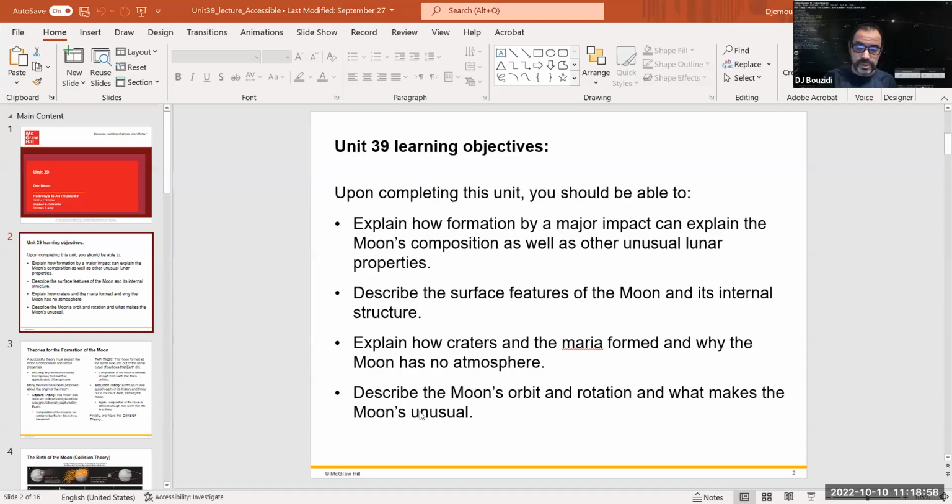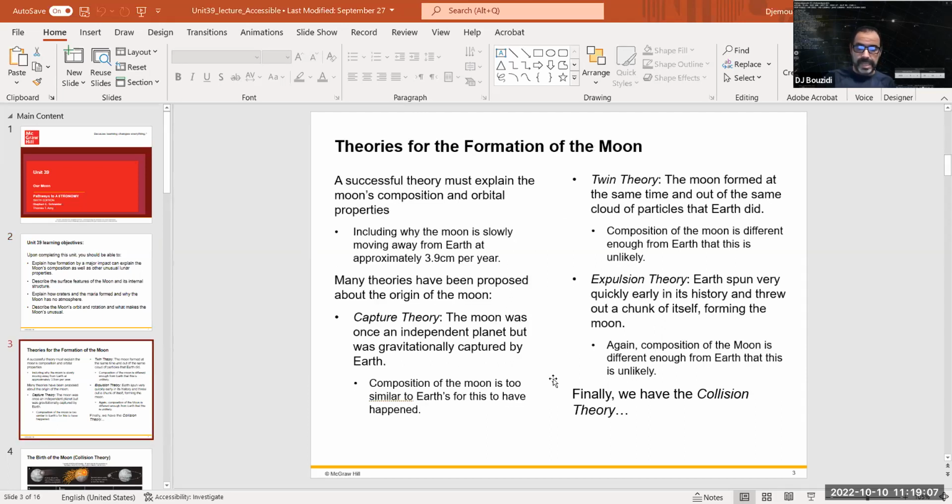Explain how, describe the moon's orbit and rotation and what makes the moon unusual, okay? These are some of the things that we talked about in the introduction. A successful theory must explain the moon's composition and orbital properties, in the sense of how come the moon has similar structure to the Earth, and at the same time a different composition than the Earth. And in terms of orbital properties, it's moving away approximately 4 centimeters per year from the Earth. So at some point it was a lot closer to the Earth than it is today.